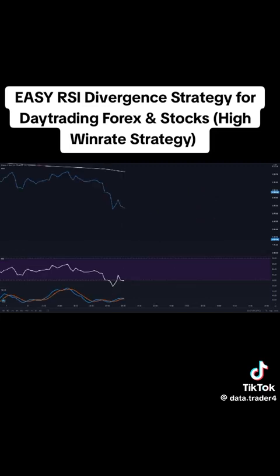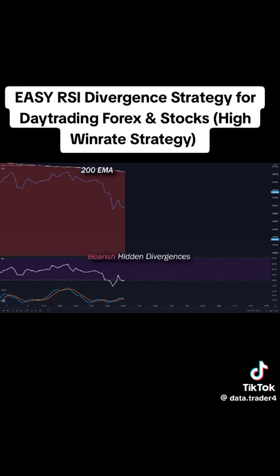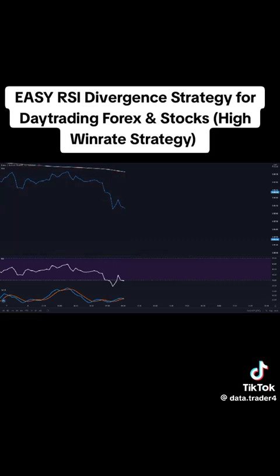In this chart, we spotted that the price is below the 200 EMA, meaning we're looking for bearish hidden divergences. So first, we want to look at the latest swing high of the RSI and place a horizontal line there and the same swing high of the price. Then, we want to wait for a setup where the RSI crosses above the horizontal line but the price hasn't. And so this will be our hidden divergence.